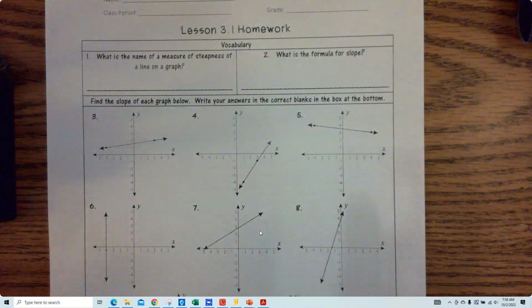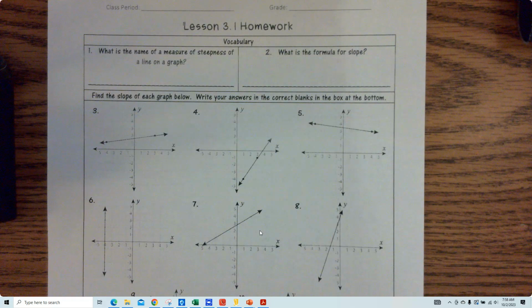This video is for the lesson 3.1 homework. All we're doing today is slope. This should be a review. You should have been doing slope from a graph in 6th grade and 7th grade.